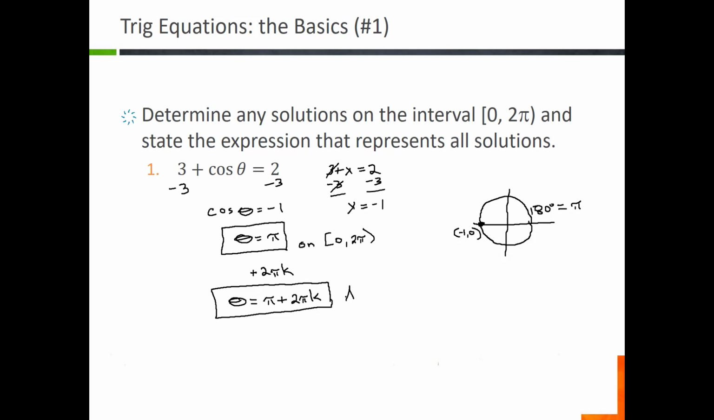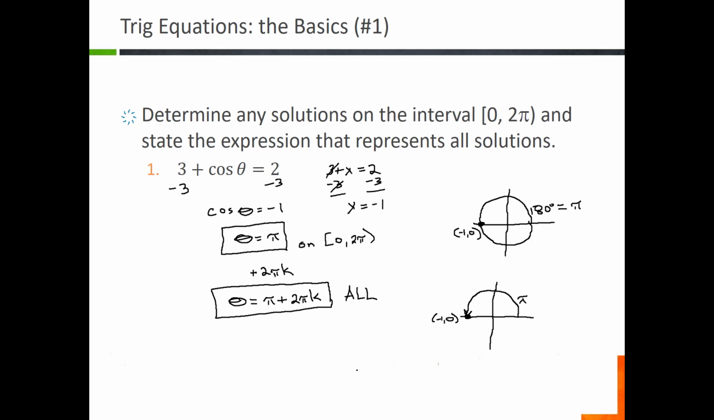Okay, and this is the answer for all solutions. So what exactly does that mean? Well, let's go back to our unit circle here. So according to our first answer, we know that if we were to rotate along the unit circle for pi radians, we would end up with a point on the unit circle. And that point on the unit circle has a coordinate of -1, 0, and cosine of pi then has to be a -1. So that satisfies the original equation that we had.